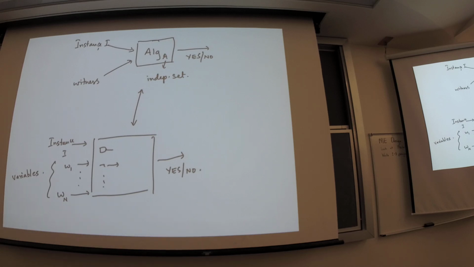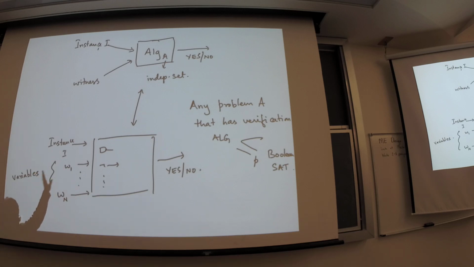So you have reduced this problem A, for which there was a verification algorithm. Any problem A that has a verification algorithm, you have reduced it to Boolean satisfiability. So this is the idea of the proof.